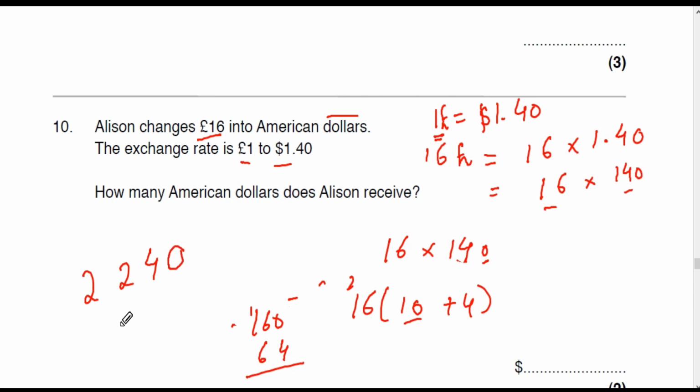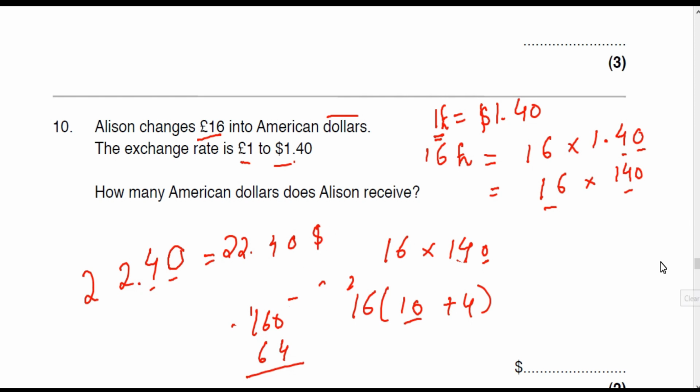Alright, so where is your decimal going to be placed now? From right to left, we have only 2 digits in this number, so we have to move it 2 times. So from here up to here, and you have $22.40 now as your answer.